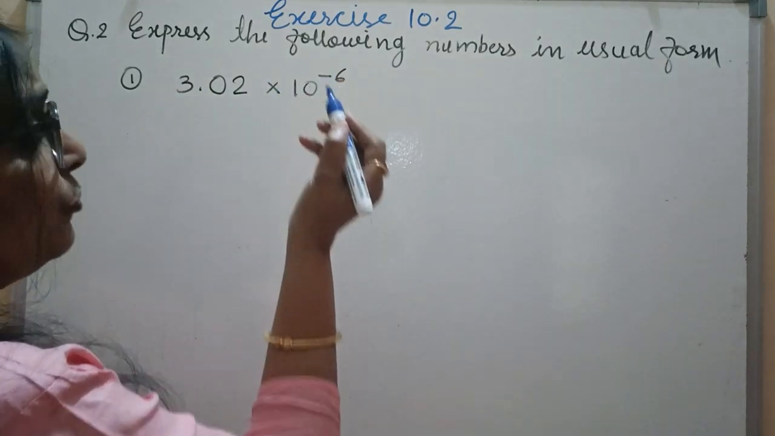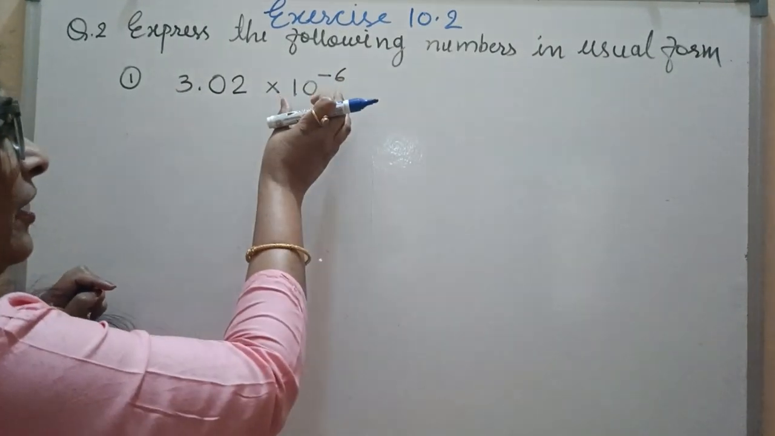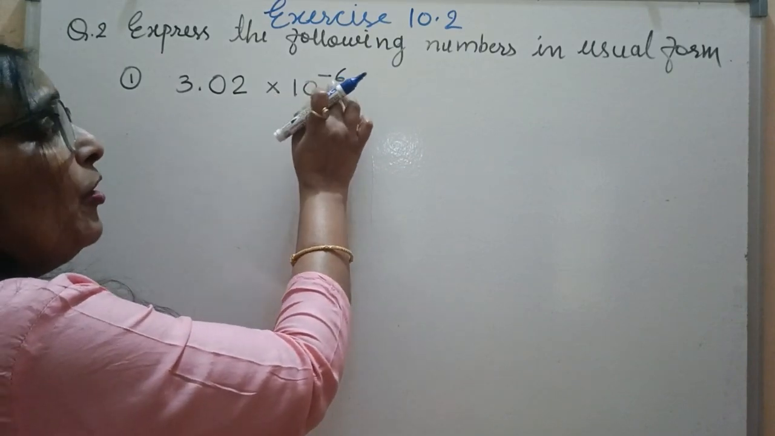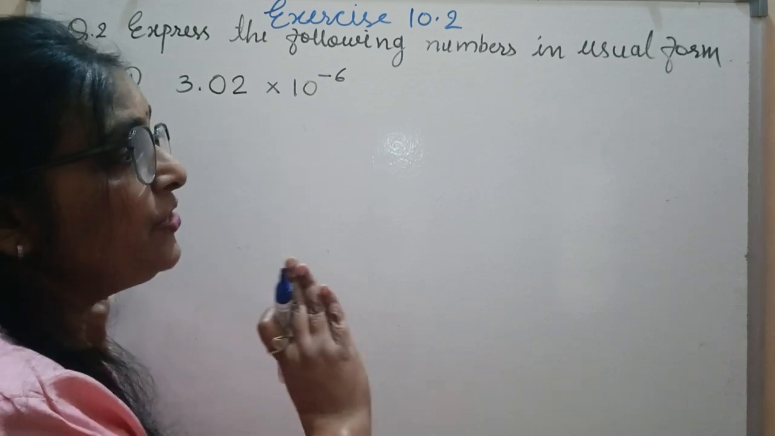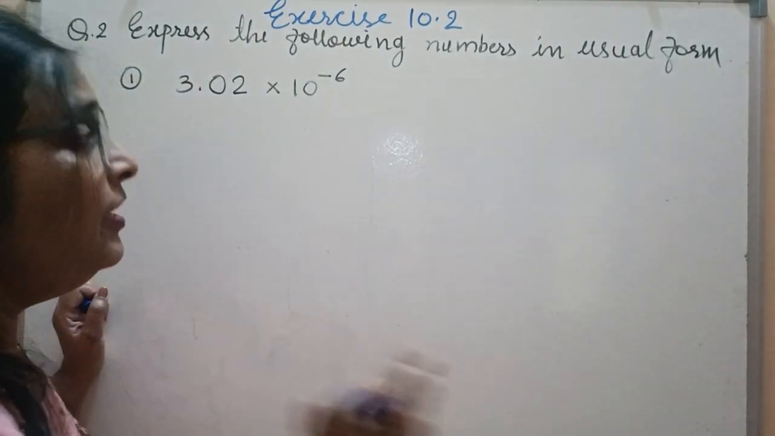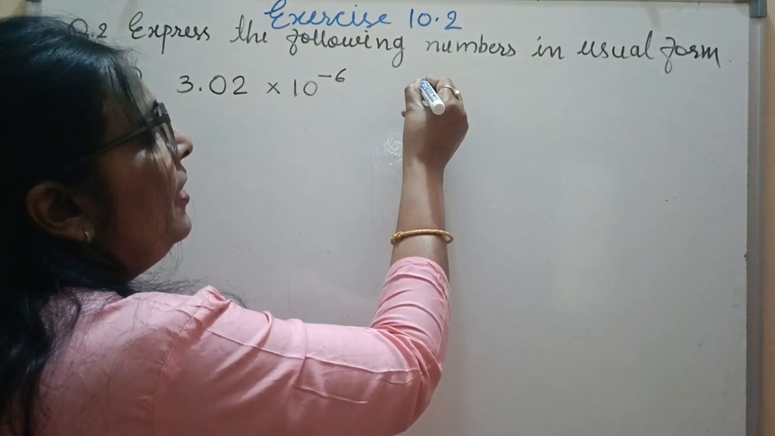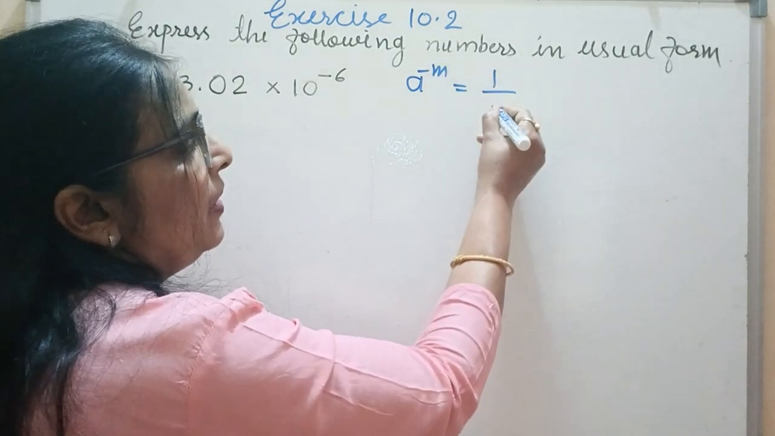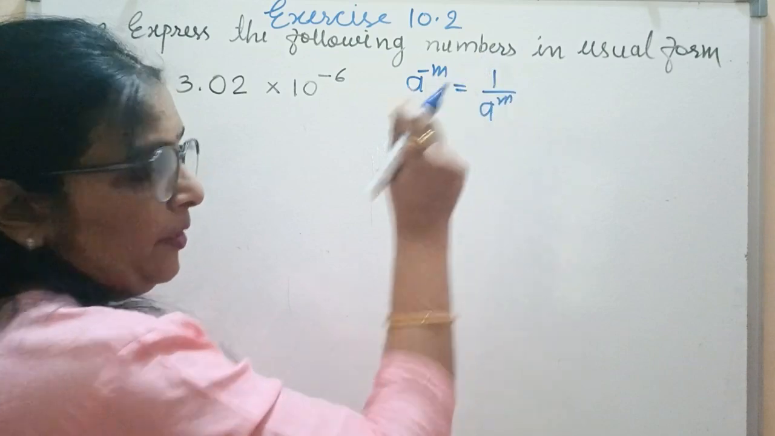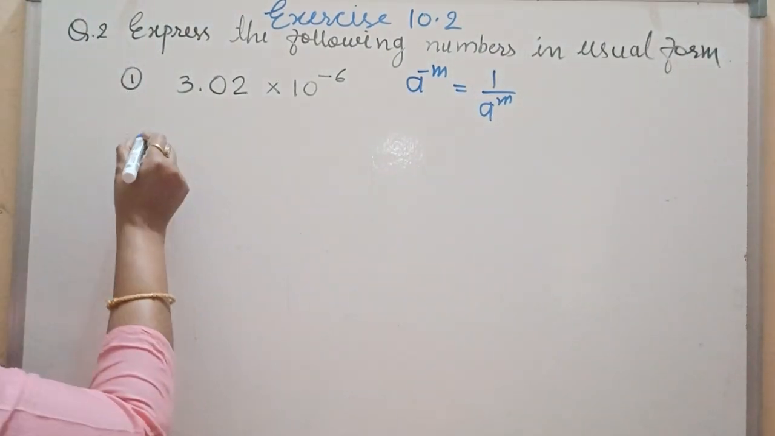3.02 into 10 raised to minus 6. Now here this 10 raised to power minus 6, first this negative exponent we will change into the positive exponent. By which law can you change? A raised to the power minus m is equal to 1 by a raised to power m. Isn't it? So let's change here.